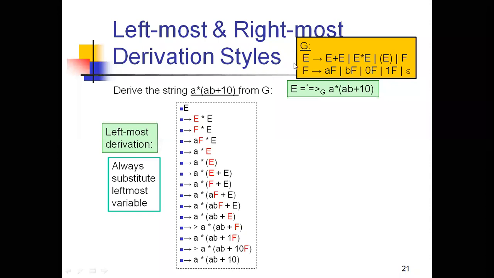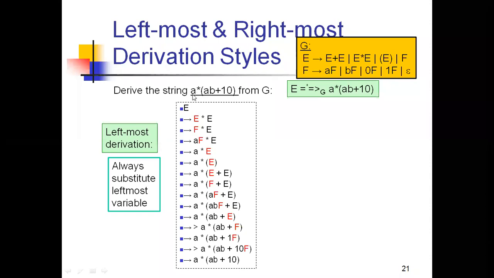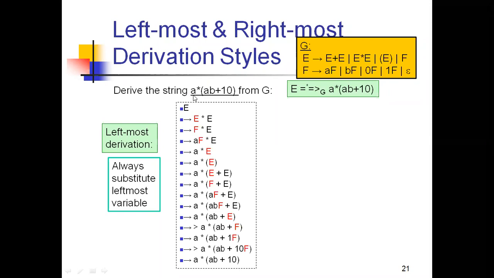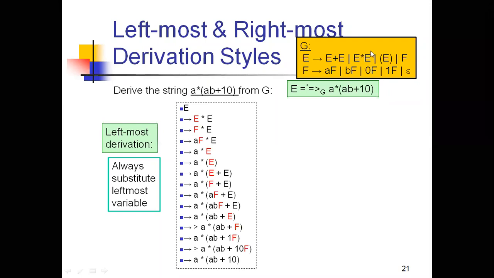Initially, I start with E, because I need to scan my input from left to right. I need to start from the left and end at the right. So initially, I check which terminal it is: it is a. Then after that I have an operator, star. Based on this operator, I need to choose the rule from the given grammar.